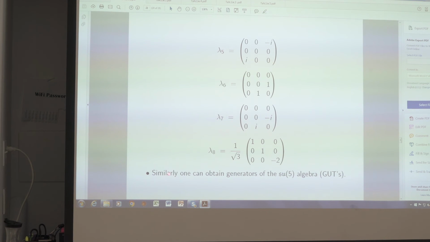Similarly, you can rotate the generators of SU5. Of course, SU5 has 5 squared minus 1, which is 24, so you're going to have 24 matrices. Each of these matrices is going to be 5 by 5. It gets more complicated, but the bottom line is that your matrices are all Hermitian and all traceless.